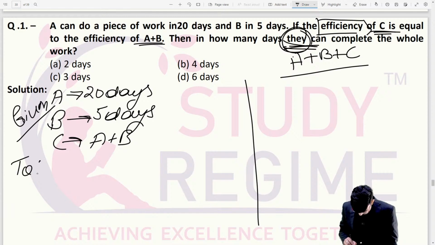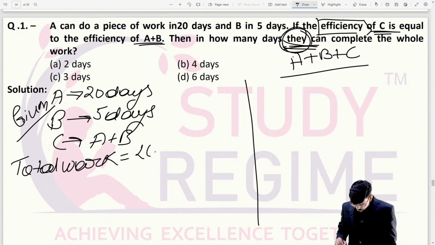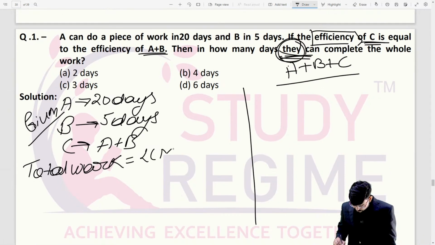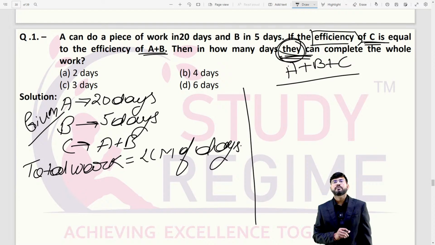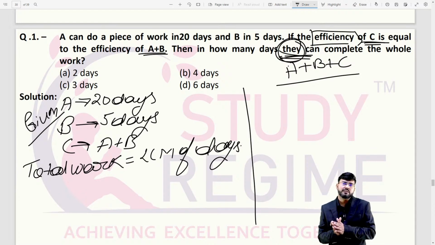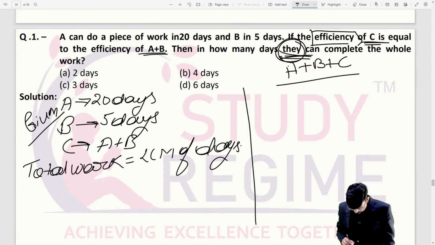Now you will find the total work. What will the total work be? It will be the LCM of days. We will take the LCM of days, and then you will convert these days into the total work. How? Let me show you like this.